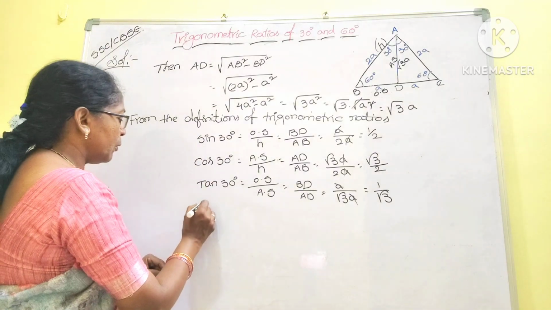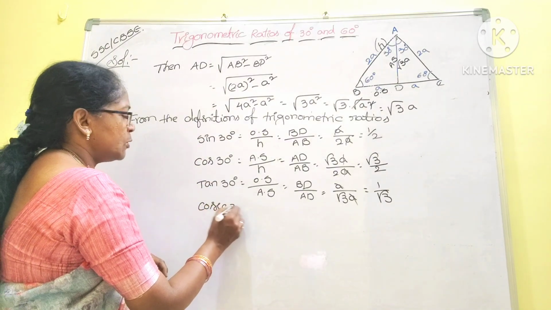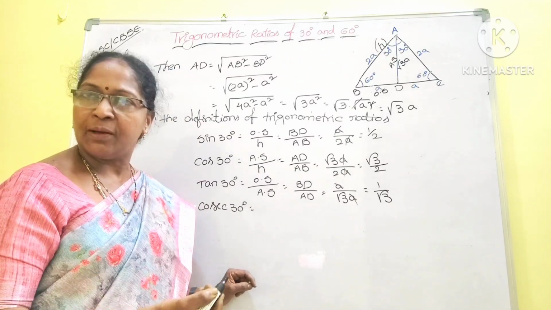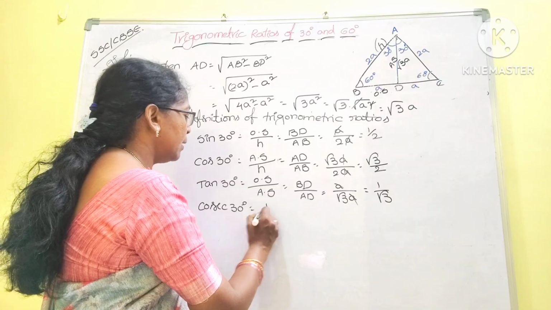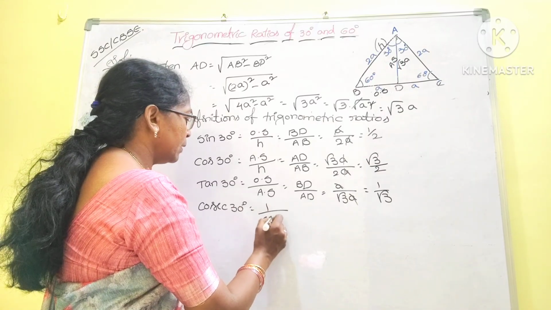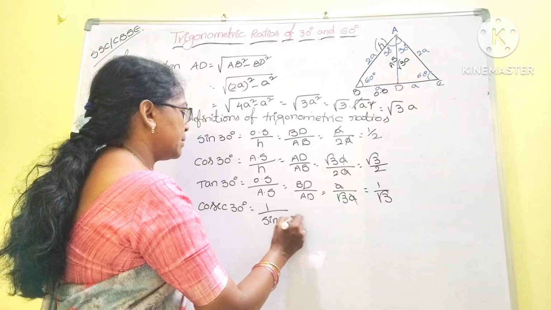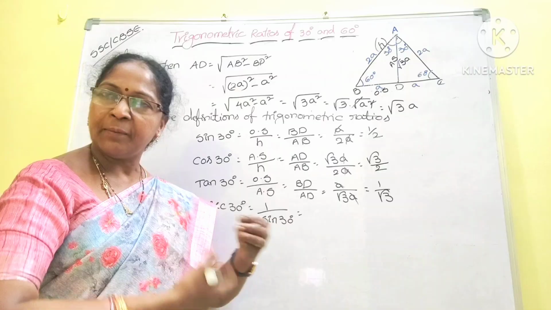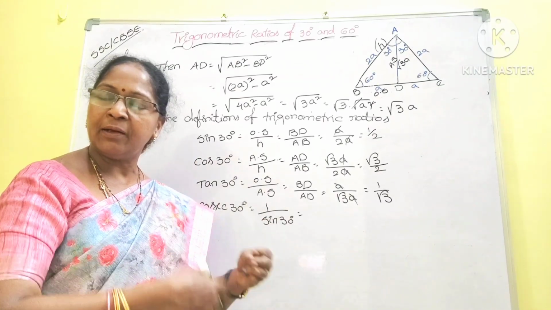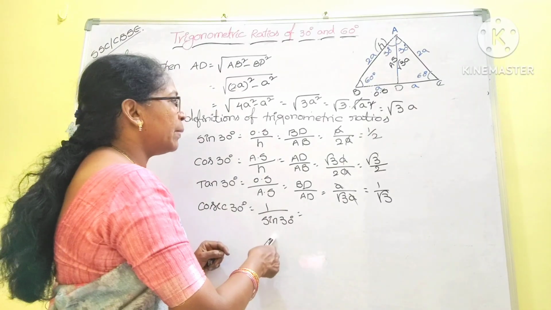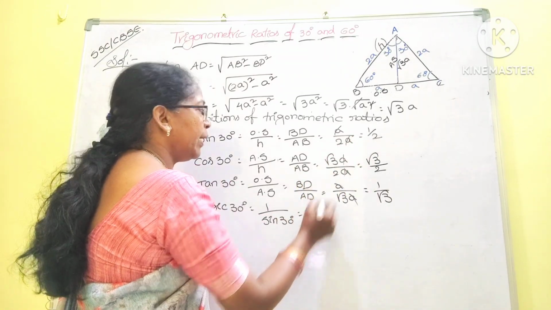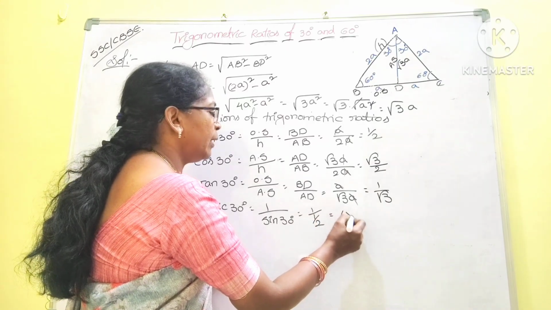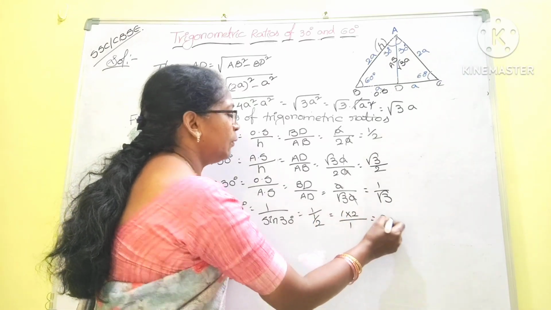Next, the reciprocal of sine is cosecant. So cosecant 30 equals the reciprocal, cosecant theta is the reciprocal of sine theta. Reciprocal means 1 by sine 30 degrees. Reciprocal is nothing but the numerator becomes the denominator and the denominator becomes the numerator. That means the numerator and denominator will interchange. So 1 by sine 30, that means 1 by 1 by 2. So 1 into 2 by 1, that equals 2.